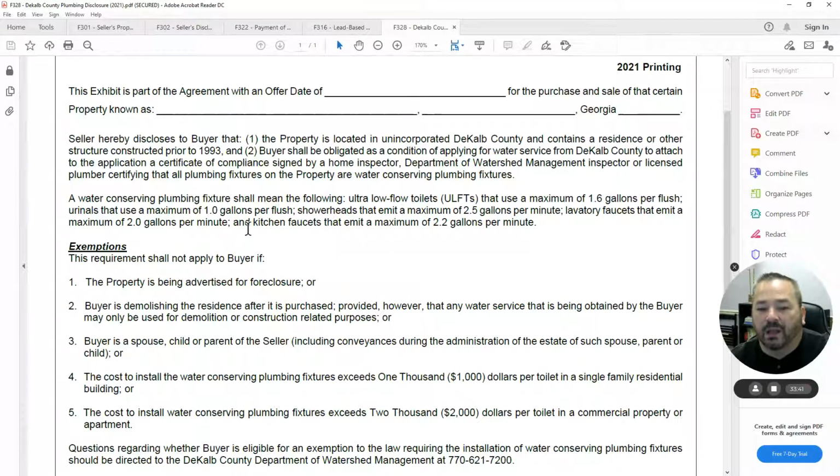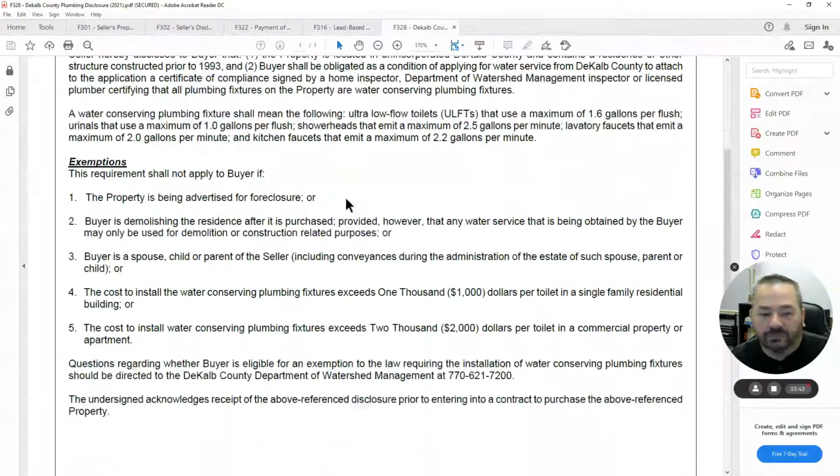Okay. Now, there are some exemptions. So if the property is currently in foreclosure status, you don't have to have the certificate. Okay. If the buyer is demolishing the residence, you don't have to have it.